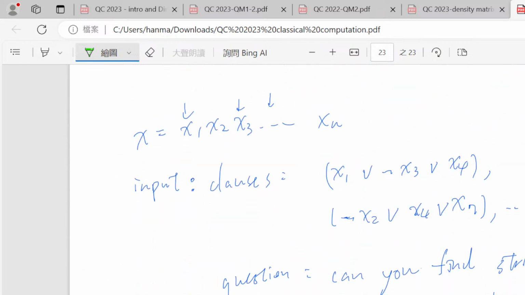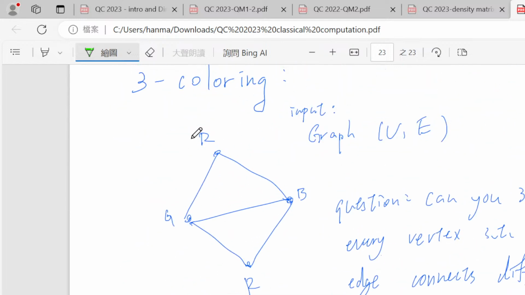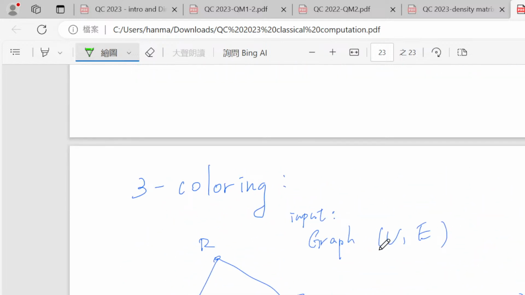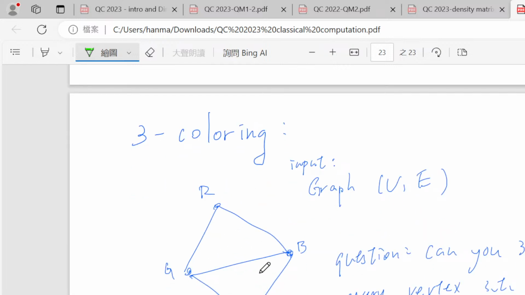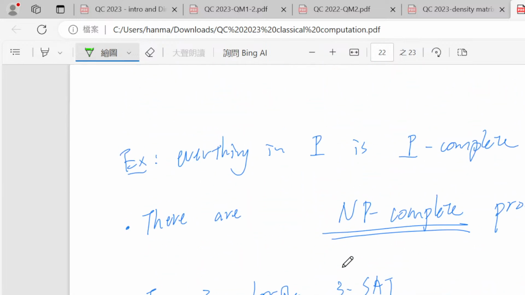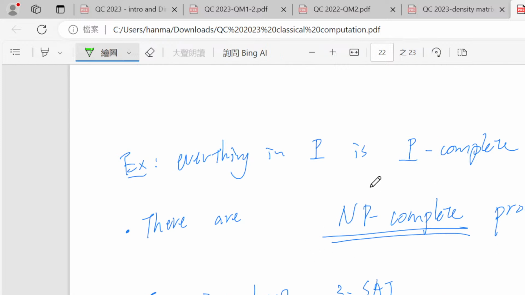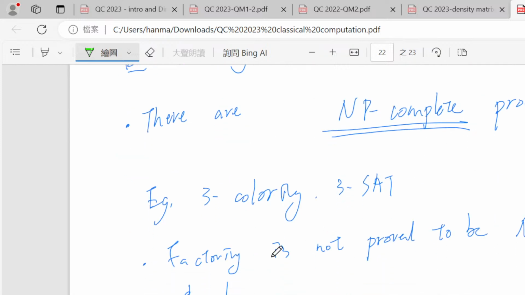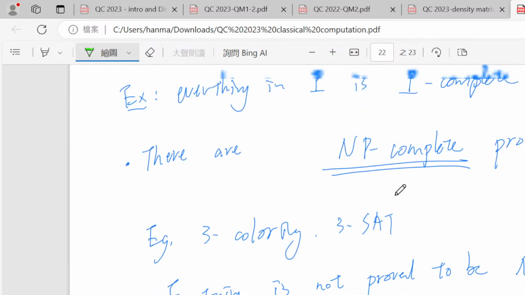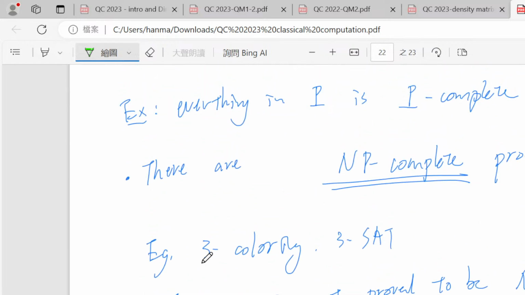Let's just see one of them, and you can read the other. 3 coloring is a problem where the input is a graph with vertices and edges, and you want to see whether you can color your vertices with only 3 different possible colors, like RGB, such that every edge has different colors on its 2 sides. There exist a lot of NP complete problems, and they are famous. If you solve any one of them efficiently, then you can solve any NP problem efficiently.